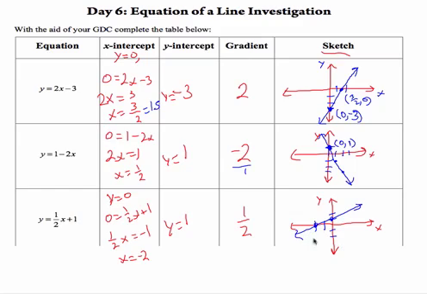There you go. So that is the equation y equals half x plus 1. Up here, that was the equation. We should probably label the line y equals 2x minus 3.